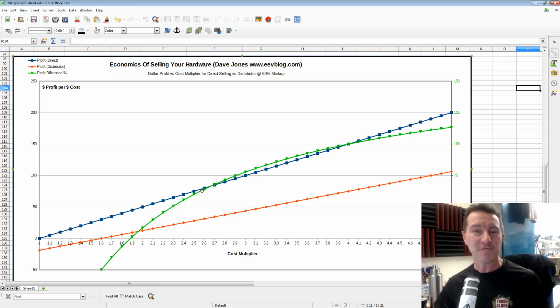I use 2.5, just sort of round it up. That means that you're making, look, on the right-hand y-axis here is the percentage difference in profit between what the reseller makes and what you make. At around about that 2.3 to 2.5 mark, you're looking at about 50%. It actually occurs at 2.3 there. So you're earning half of what the reseller does.